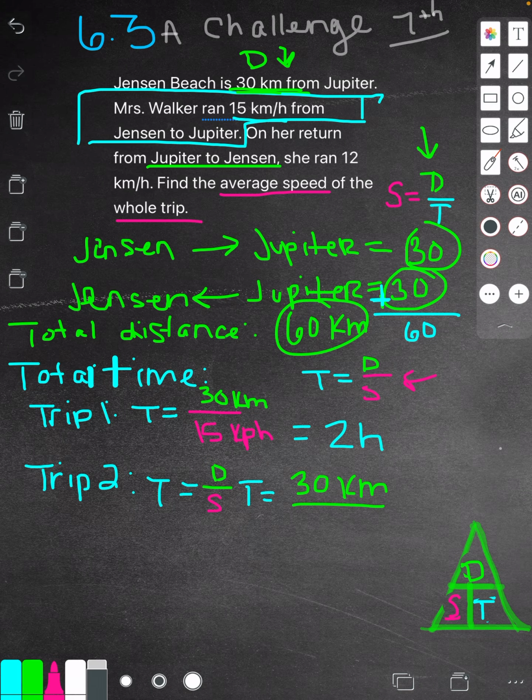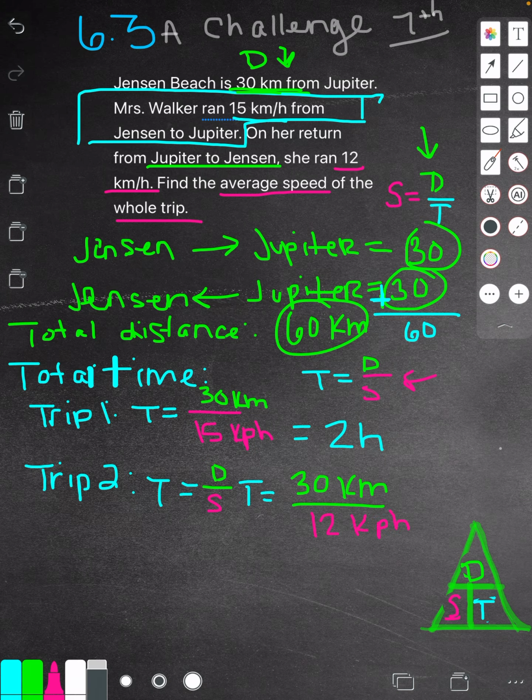Okay. Now we need the speed. Let's go back and find the speed. On her return from Jupiter to Jensen, she ran 12 kilometers an hour. Wow. All right. So she slowed down a little bit, probably pretty tired at this point. She's already been running for 2 hours. Who knows what she did while she was there? We are going to go ahead and write down that speed.